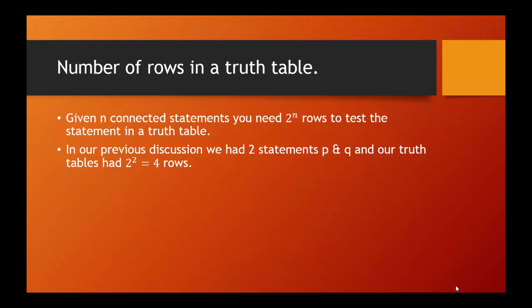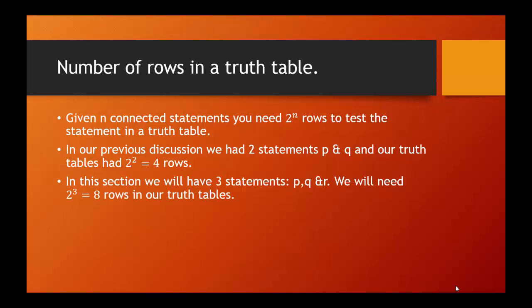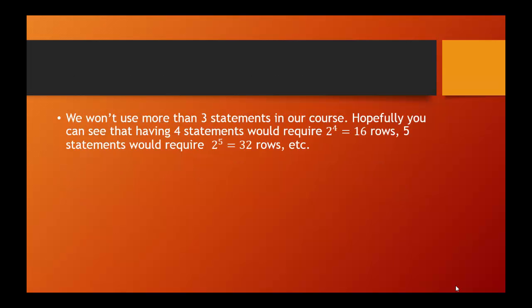In our previous discussions, we had two statements, p and q, and our truth tables had 4 rows, which was 2 squared. Now we're going to add a third statement, r. So when I have 3 statements, I'm going to need 2 cubed, which is 8 rows in our truth tables. We're not going to use more than 3 statements in this class. I just want you to know it's possible, but we're not going to do it.